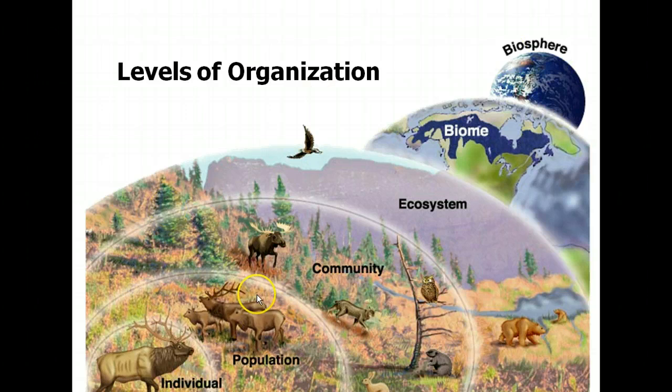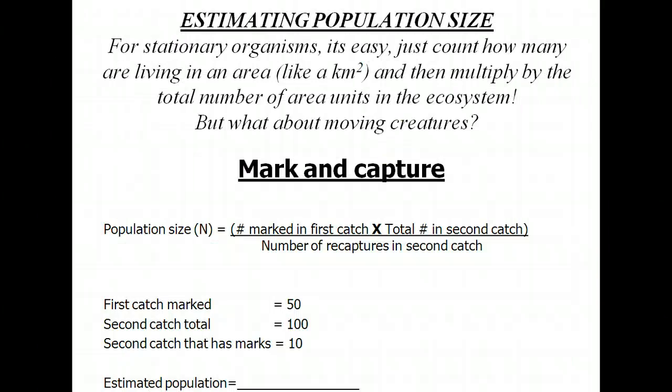Population definition: the members of the same species, one species, that live in the same area and interact and interbreed with each other. Estimating population size. For stationary organisms, it's easy. All we do is count up the number of organisms in an area, like the number of elm trees in a square kilometer, and then we multiply by the number of square kilometers in the forest.